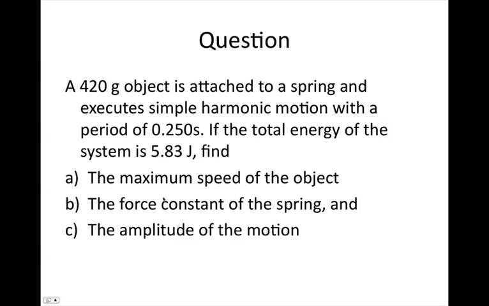Next question. A 420 gram object is attached to a spring and executes simple harmonic motion with a period of 0.250 seconds. If the total energy of the system is 5.83 joules, find A, the maximum speed of the object, B, the force constant of the spring, and C, the amplitude of the motion. Okay, so we were told it was 420 grams, which is 0.420 kilograms. It has a period of 0.250 seconds, and the total energy is equal to 5.83 joules.